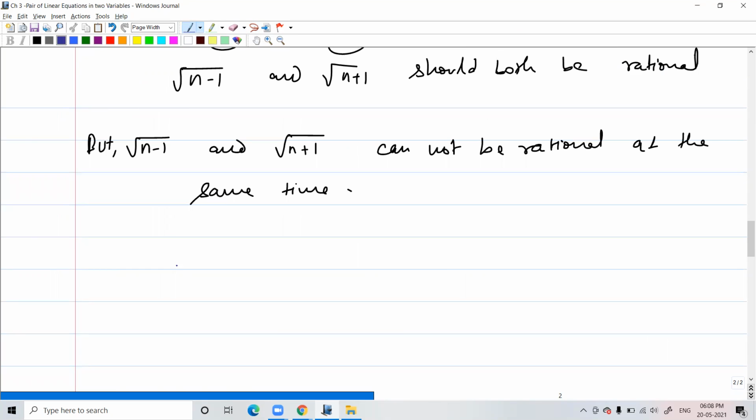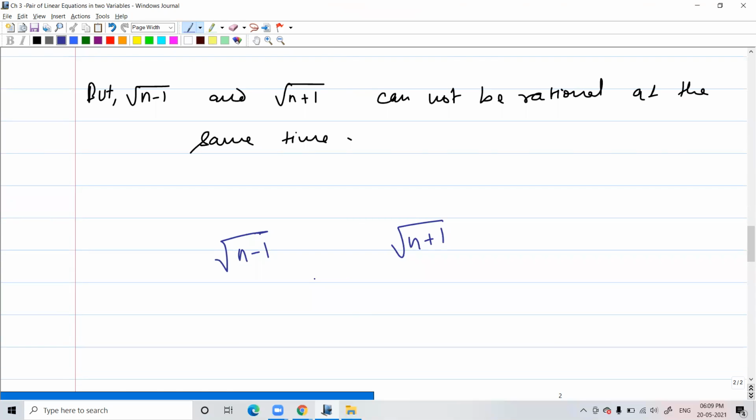Sir, the question says that there should be no positive integer, so it can be negative. Okay, see, if I write square root of n minus 1 and square root of n plus 1, they are saying that there is no positive integer n for which this becomes rational. So you're asking, can there be any negative integer for which this can be rational? I have not checked it, but let's think about it for a minute. Can we have negative numbers which will make both of them perfect squares?